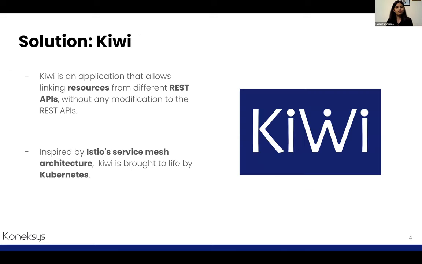Now here we have Kiwi. Kiwi does connect data, but specifically what Kiwi connects is resources in REST APIs only. And it connects these resources without any modification to the REST API. My second point here says that Kiwi is inspired by Istio service mesh architecture and is built on Kubernetes. The technical details of Kiwi, I will get onto later in the presentation. But first, I want to give you guys a demo.